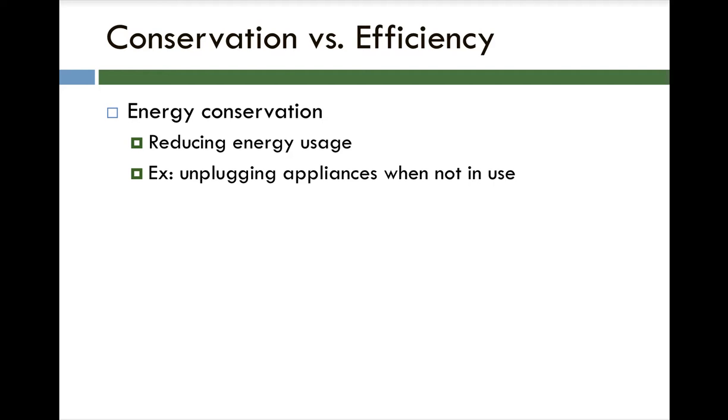We could do this, for example, by unplugging appliances when they're not being used. That means we're going to reduce that draw. It's called phantom power. We'll reduce the use of phantom power, which is the amount of power that an appliance draws when it's turned off, which, that little red light on the front of your TV has to get electricity from somewhere. So that's one way of doing energy conservation. There are a lot of different ways which we're going to talk about.